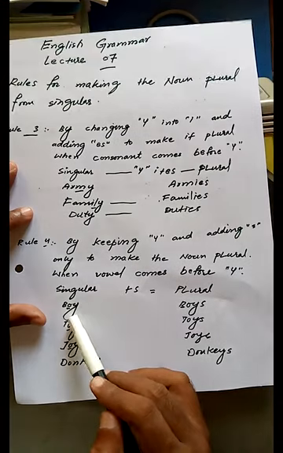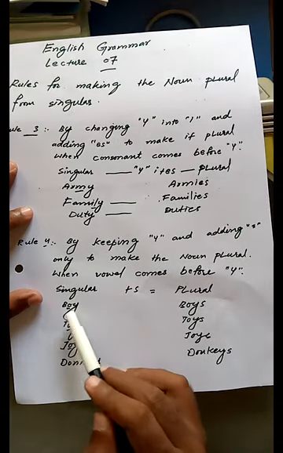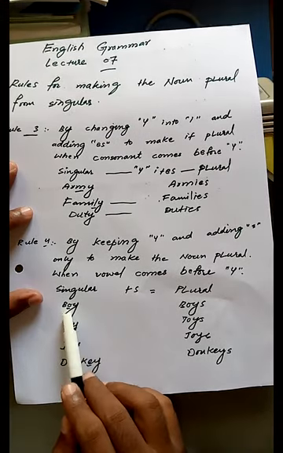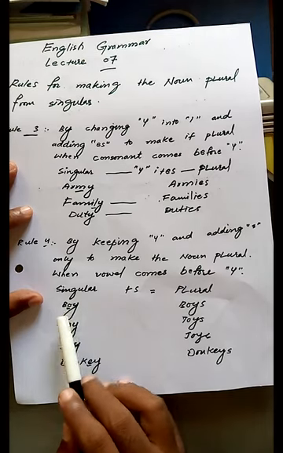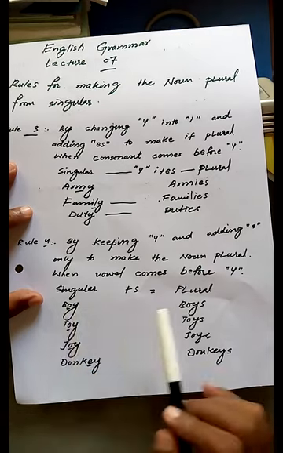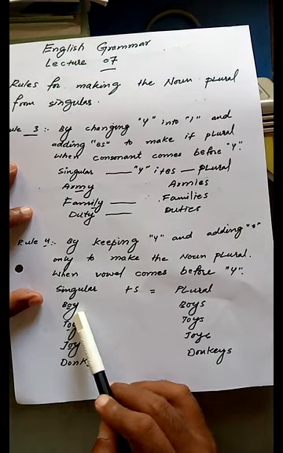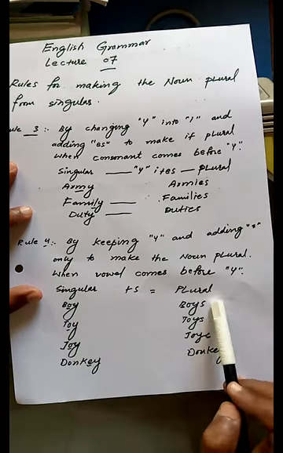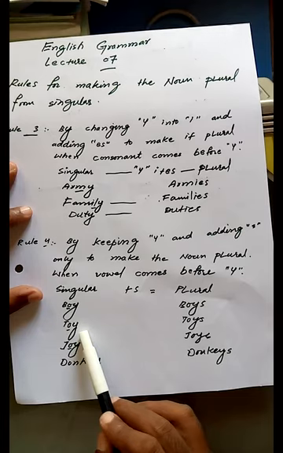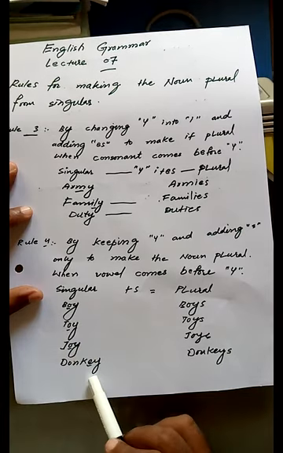So the word boy ends on y after a consonant or vowel. What is it, either consonant or vowel? It is a vowel. According to our rule, we must not change this y into i. We must put only s to make it plural, as in boy, toy, joy, then donkey.